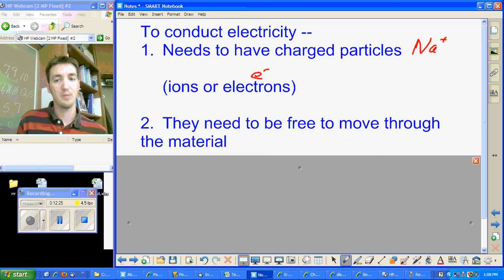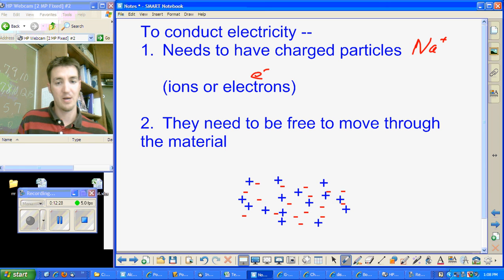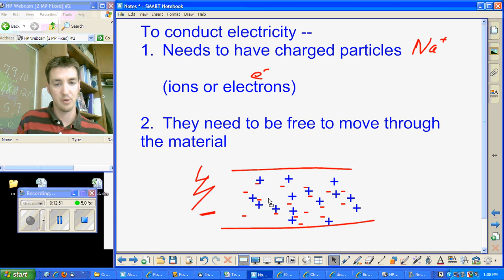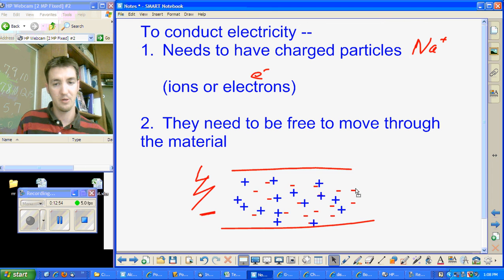The second thing, they need to be able to move through the material. So if I have some wire, and I put in a bunch of electricity, I can't draw lightning bolts, so we'll call that a lightning bolt. I put in some negative charges traveling this way. The negatives in the material are going to flow this way. So what do I have? I have charged particles, I have negatives. The negatives are able to move freely in order to keep that electricity going.